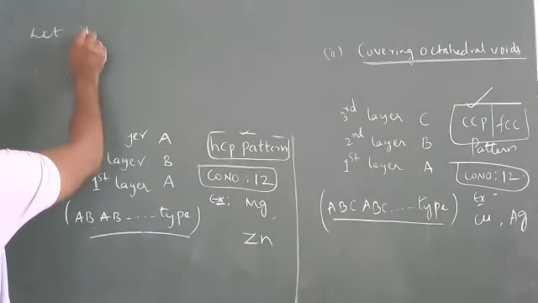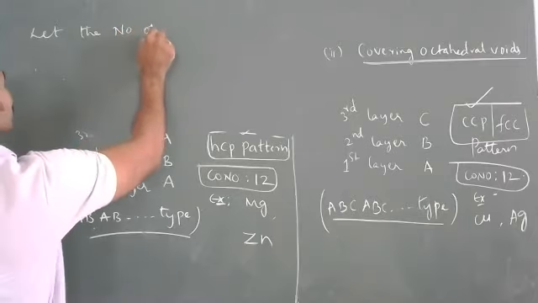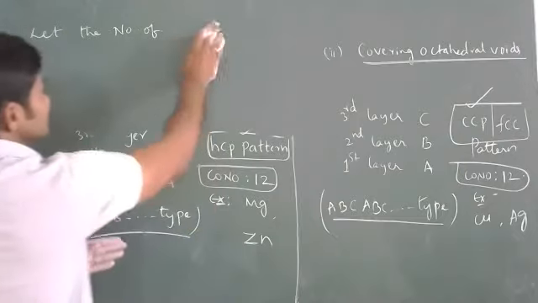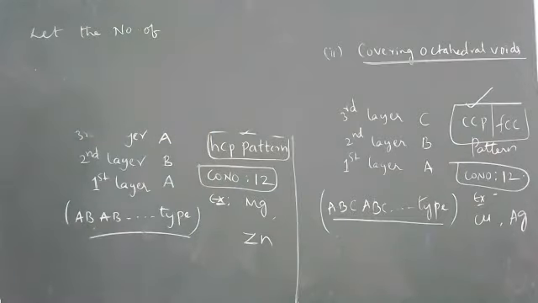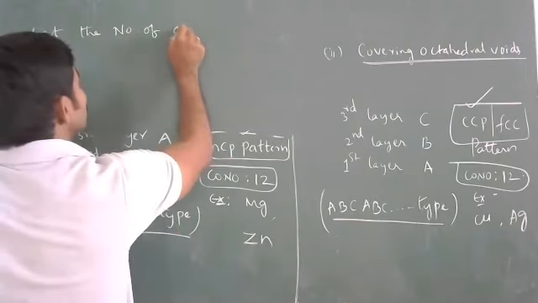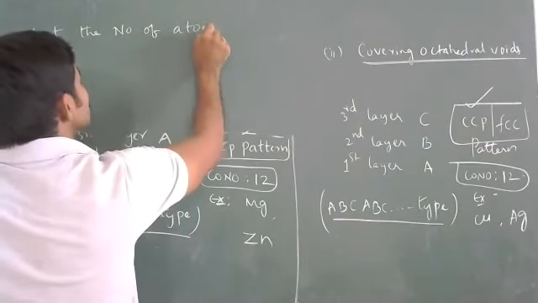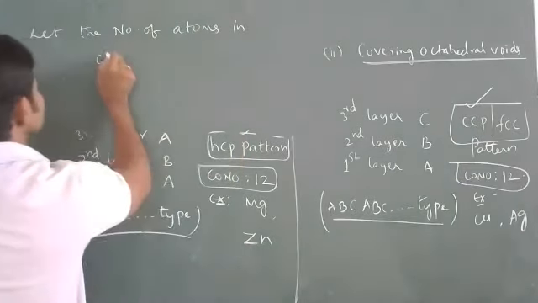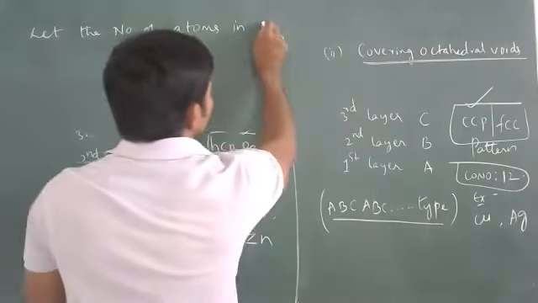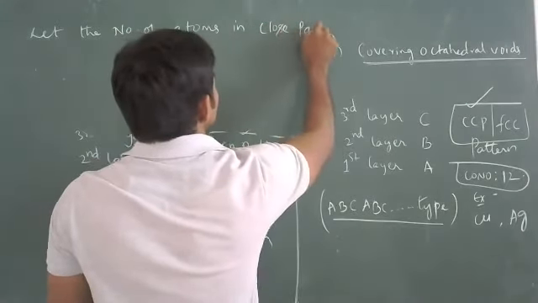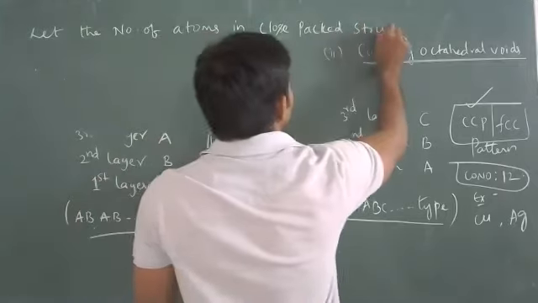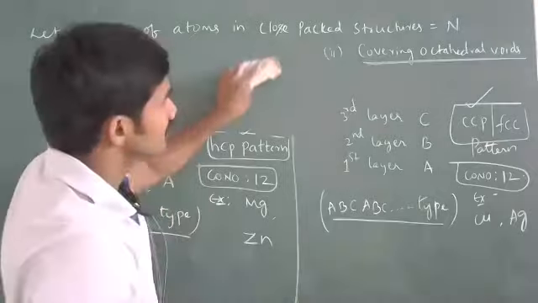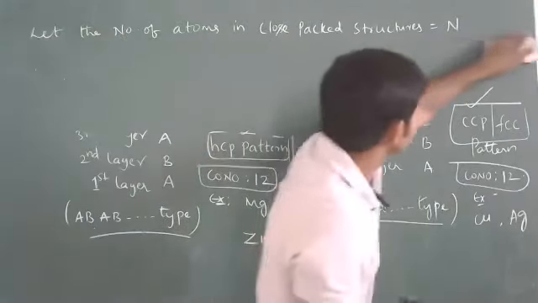Let the number of spheres, the number of atoms, be... the formula is in terms of the number of atoms only. The number of atoms in close packing arrangements is n. If the number of atoms is n, so what do we write?